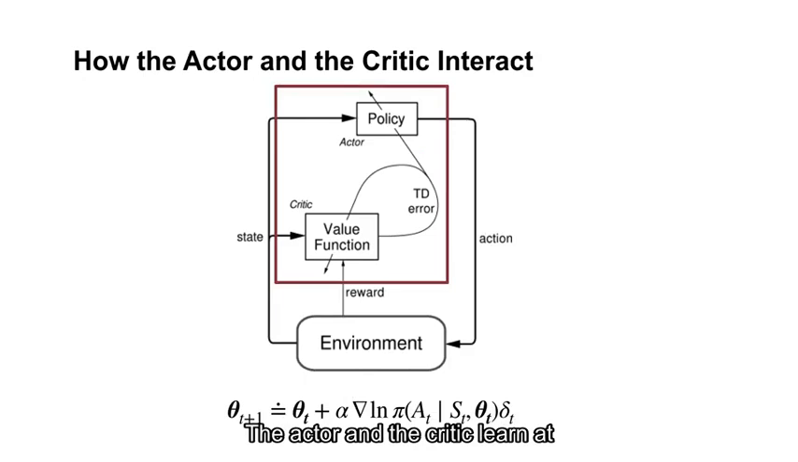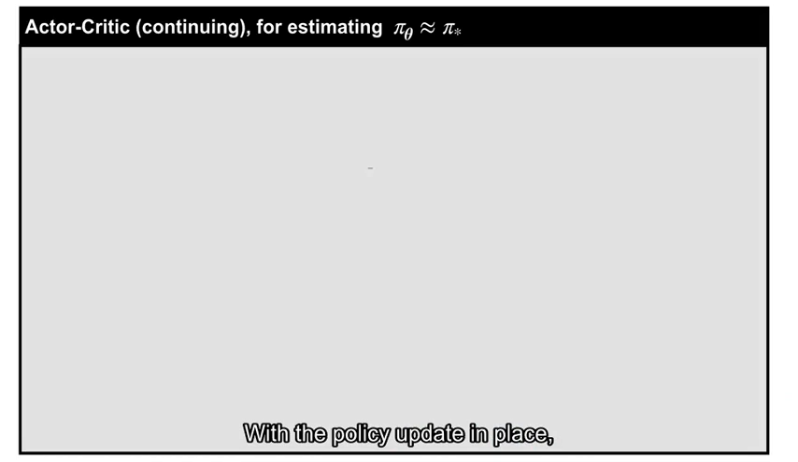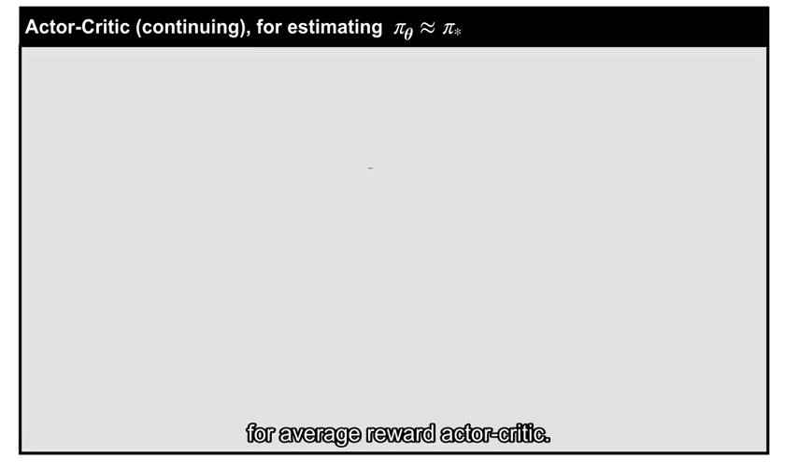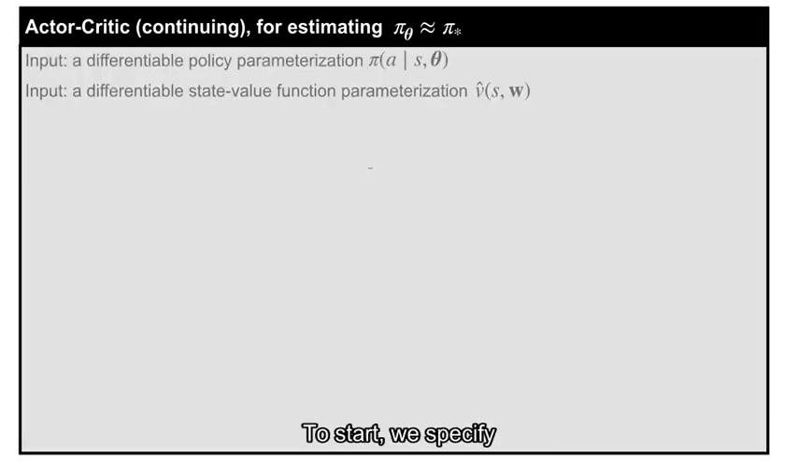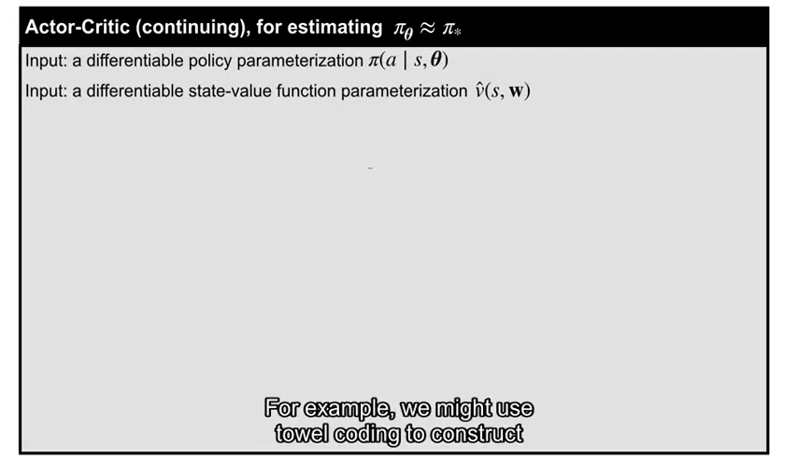The actor and the critic learn at the same time, constantly interacting. The actor is continually changing the policy to exceed the critic's expectation, and the critic is constantly updating its value function to evaluate the actor's changing policy. With the policy update in place, we are ready to go through the full algorithm for average reward actor-critic. To start, we specify the policy parameterization and the value function parameterization. For example, we might use tile coding to construct the approximate value function and a softmax policy parameterization.